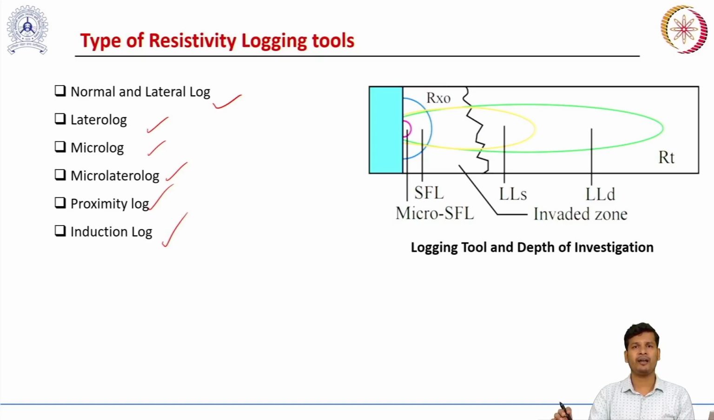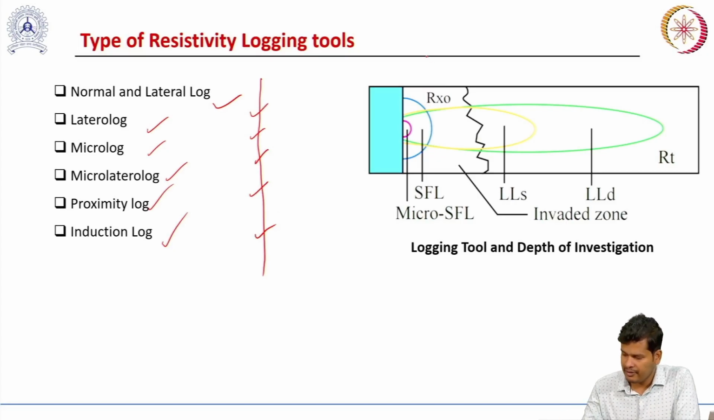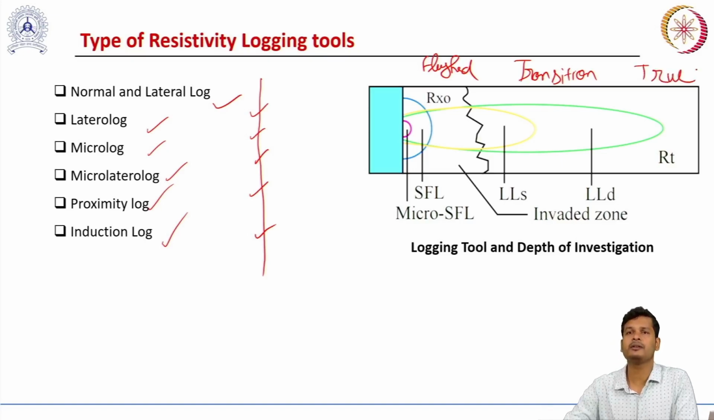Basically, for example, a current-based electrical logging tool is going to measure the resistivity by sending a current inside the formation and then measuring the potential difference. Now, the difference between all those logging tools is that they measure different types of resistivity. We already know that we have a flushed zone in the rock, then we have a transition zone, and then we have a true zone in the rock.